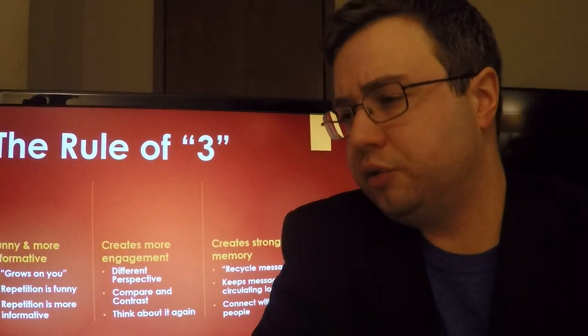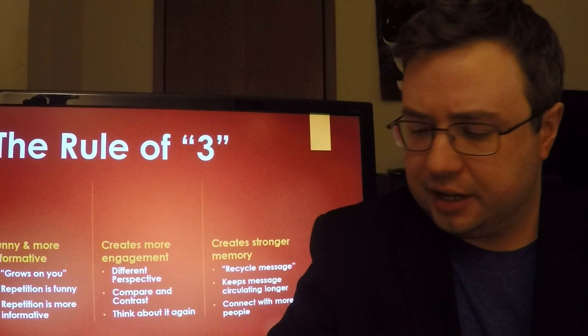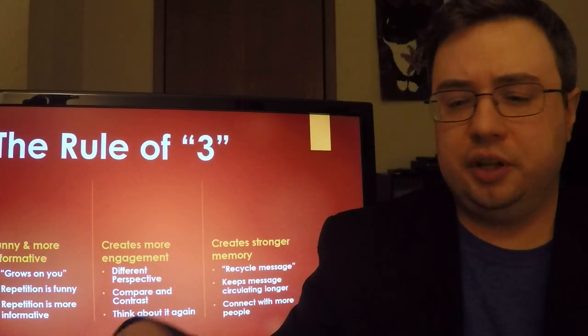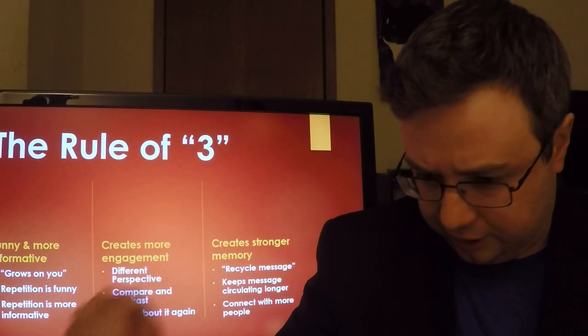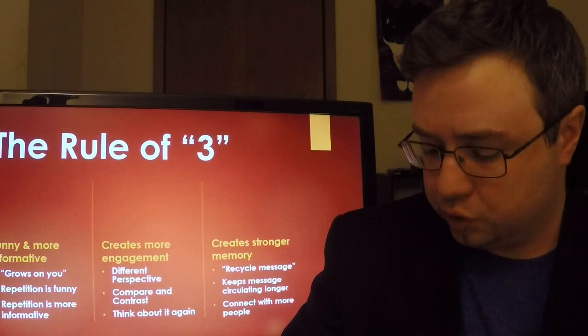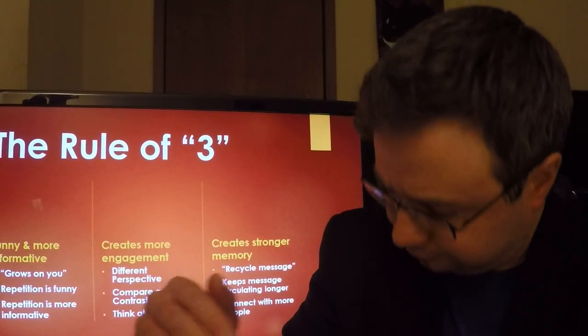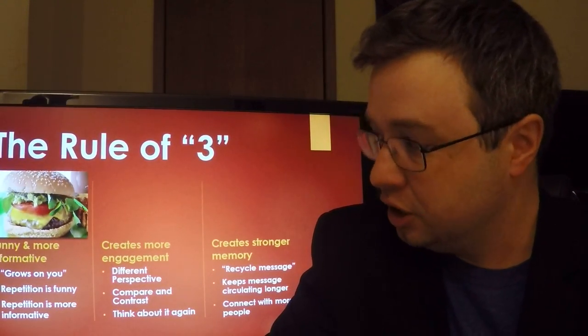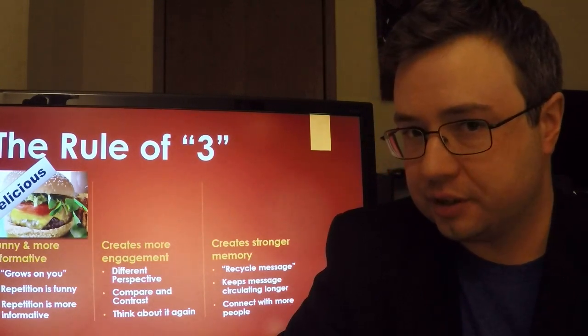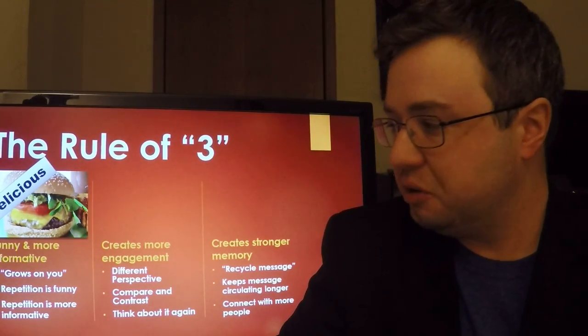What is the rule of 3? Well, the rule of 3 basically states that people remember things better, people adhere to things better, people like things better when they're associated in groups of 3. Now, why is this? Well, there's a lot of different reasons, but summarily, it's because they're more funny.